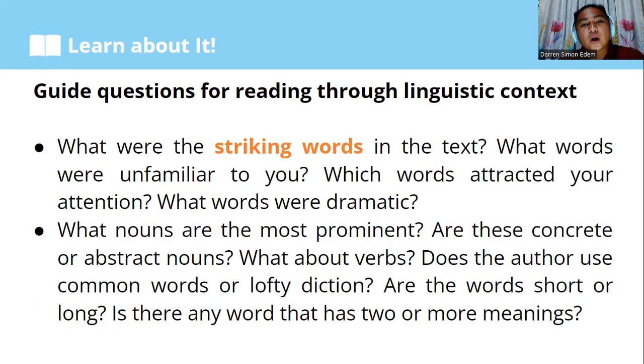You also need to talk about the nouns. Are the nouns concrete or abstract? Are these verbs, right? What are the common words used by the author? What are those words that keep on repeating in that particular literary text? And how does it form pieces and parcels of the meaning of the text?